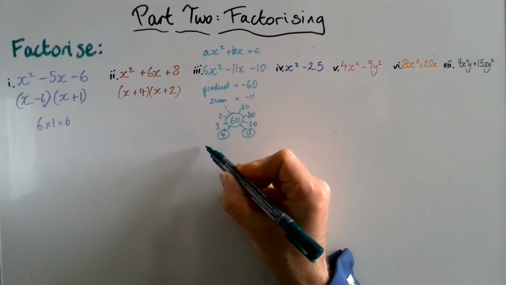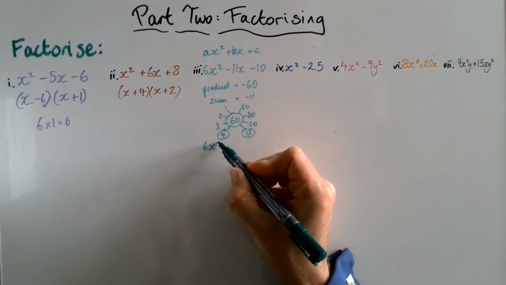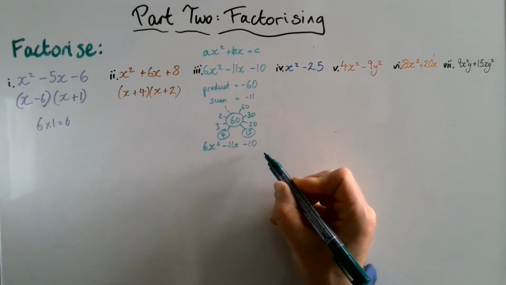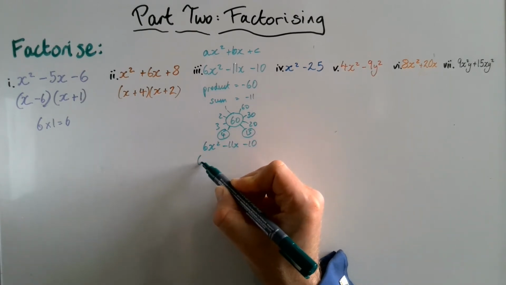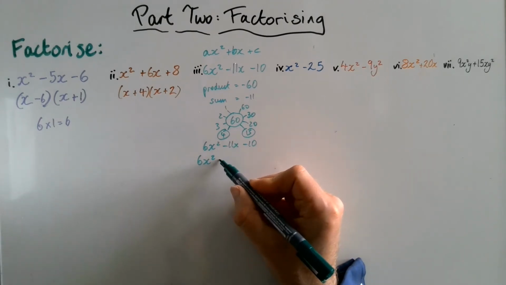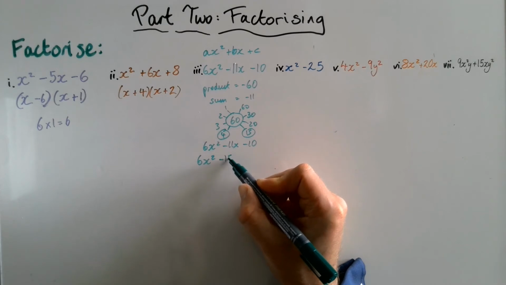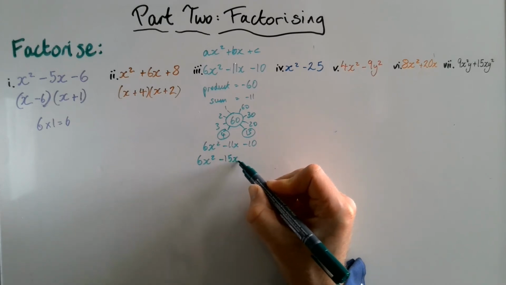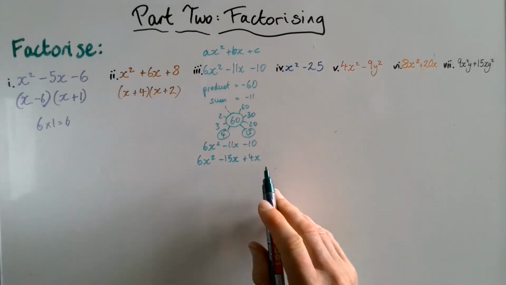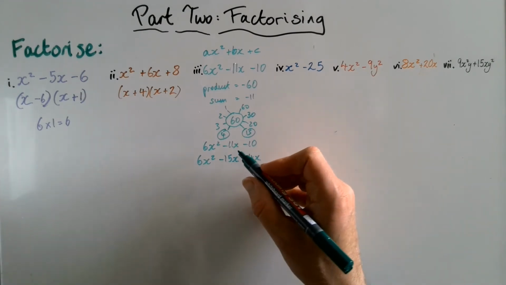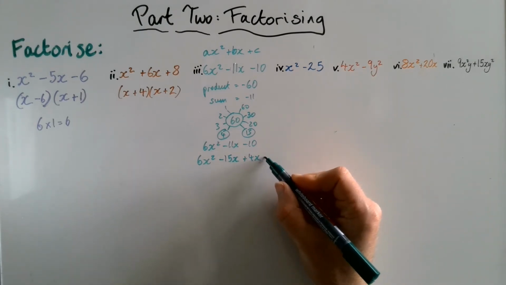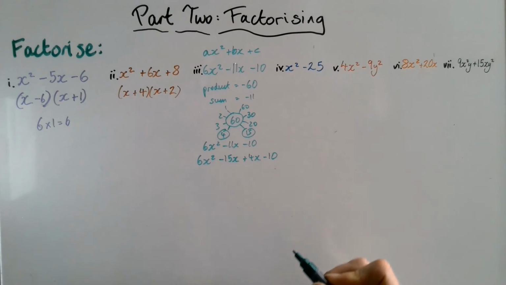So now I'm going to rewrite. I'm going to write 6x squared, take 11x, take 10 again. And then underneath that, I'm going to write it out once more as 6x squared. Then I'm going to say, I know I want negative 15x, and I want plus 4x to come out of my two brackets. And they're going to combine to make negative 11x. And then I'm going to have negative 10 at the end.